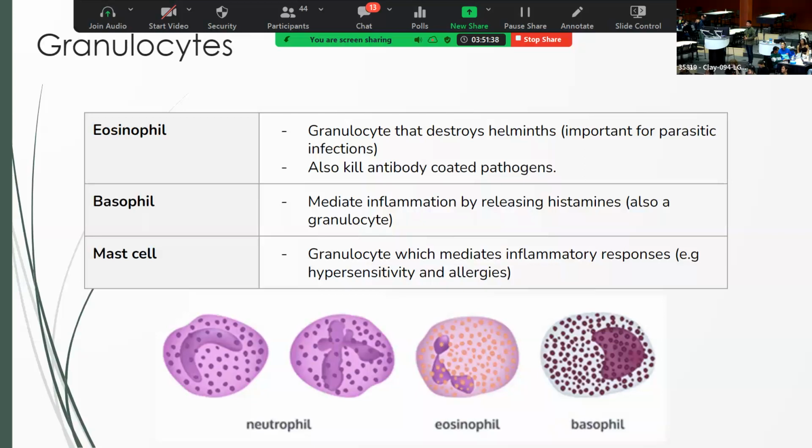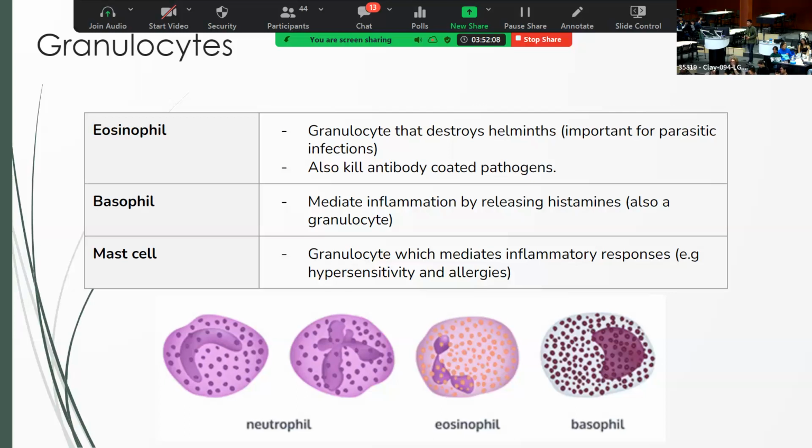The other types of cells are granulocytes. These don't come and phagocytose the pathogen. They release stuff. They have granules, right? That's why they're called granulocytes. So eosinophils are the granulocytes that destroy helminths. Maybe this is semester 2, but this is just a parasitic infection, because parasites are multicellular, right? They're way too big for a single macrophage to swallow. So you release these substances that try to kill them from the outside.